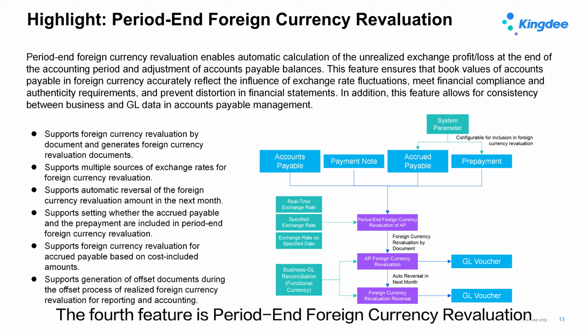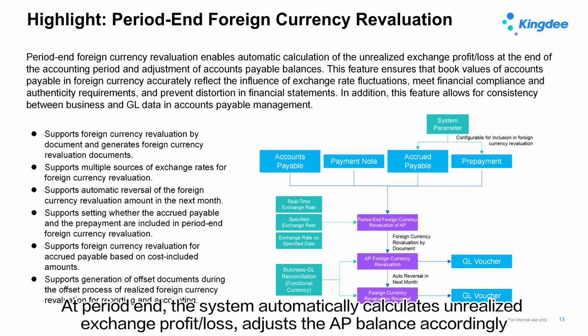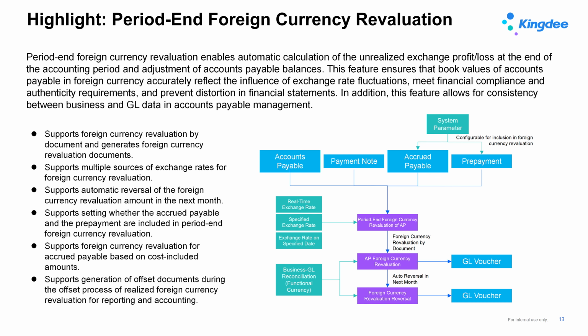The fourth feature is period-end foreign currency revaluation. For foreign currency transactions, the book value of accounts payable must accurately reflect exchange rate fluctuations. At period end, the system automatically calculates unrealized exchange profit, loss, adjusts the AP balance accordingly, and then automatically reverses the foreign currency revaluation in next month.